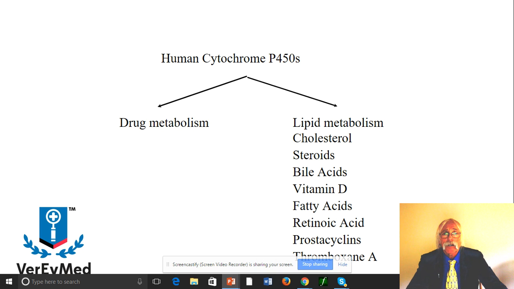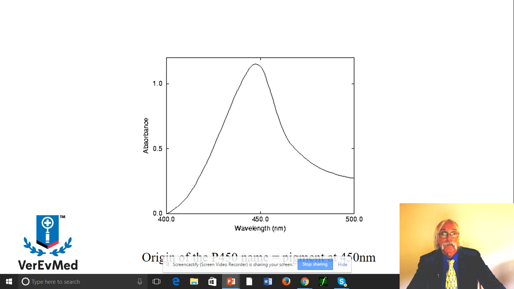So human cytochrome P450s, we're not going to talk hardly anything about this today, but my colleague will in the future talk about drug metabolism with specific P450s. But here's just a nice standard run of lipids: cholesterol, steroids, bile acids, vitamin D, fatty acids, retinoic acid, vitamin A. All of those utilize cytochrome P450s. By the way, they're called cytochrome P450s. I know that you've been wondering why.